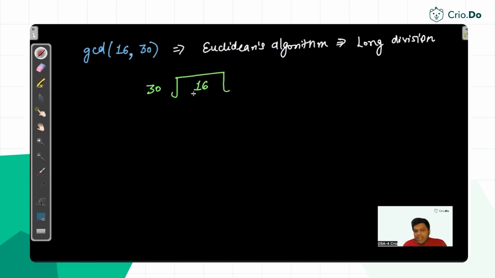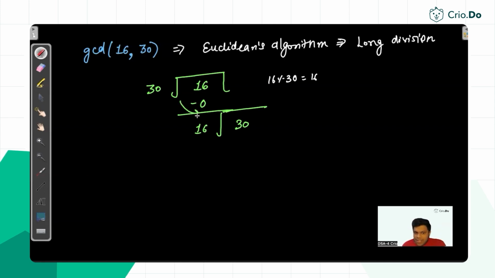So if you try to divide 16 by 30, you won't be able to even take out 1 as a quotient. The entire 16 will come as a remainder. When you divide 16 by 30, what is the remainder? It is 16. That remainder is going to become the new denominator, and the previous denominator is going to become the new numerator, and we again have to divide. At this point, you are just swapping the variables. If the numerator is smaller than the denominator, you can't divide.